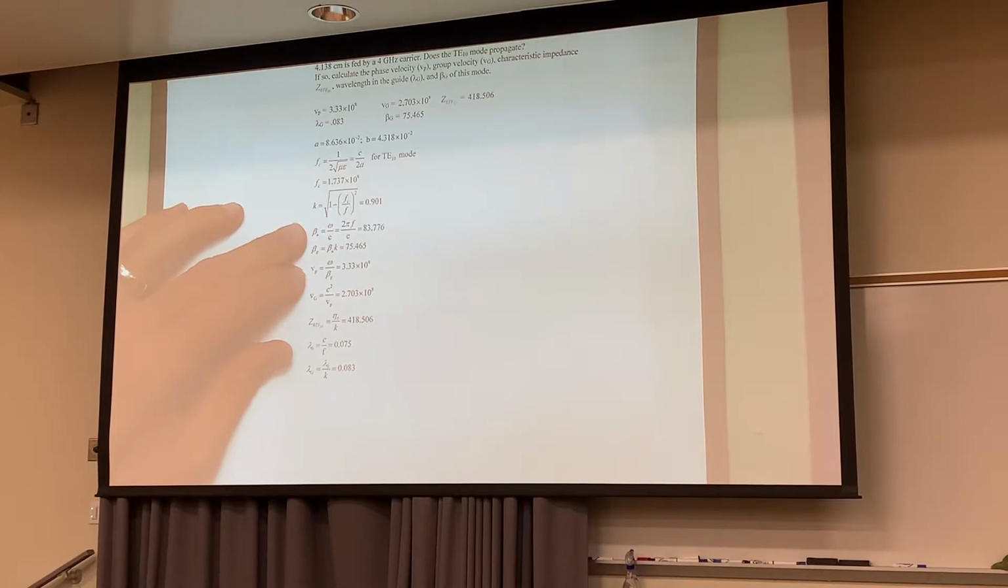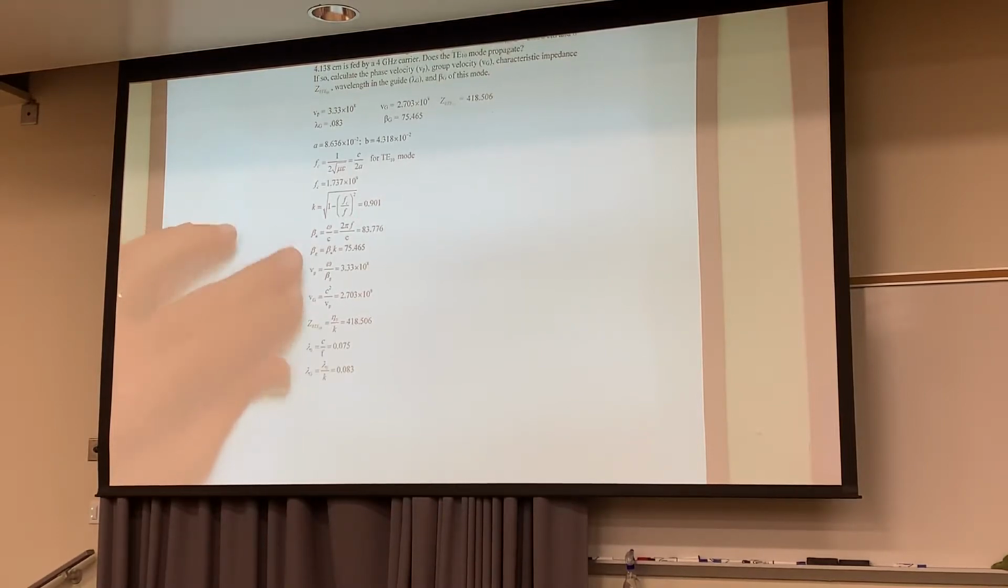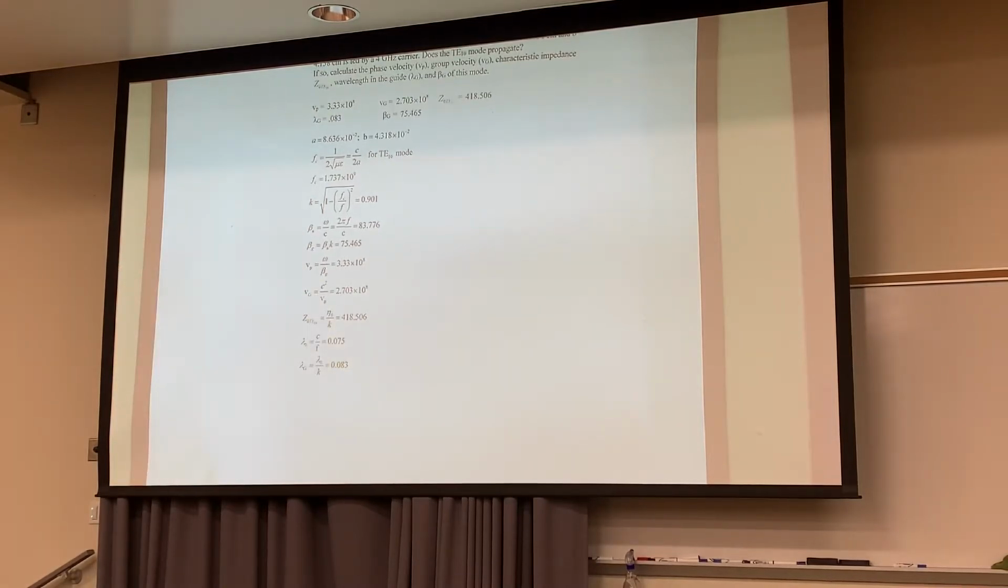The value of K based on that, because we're operating at 4 gigahertz, is going to be 0.9. Therefore, beta unguided is 83.776. Beta guided, of course, is beta unguided times K. And then the phase velocity is omega over beta guided, or you could do it with K, is 3.3 times 10 to the 8th. The velocity of energy is just c squared over the phase velocity.